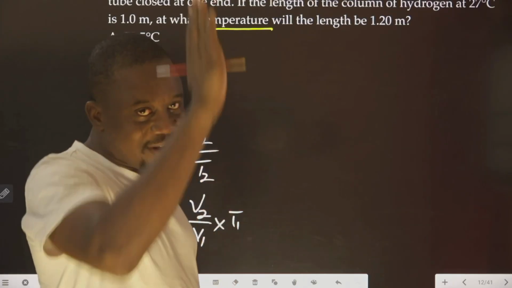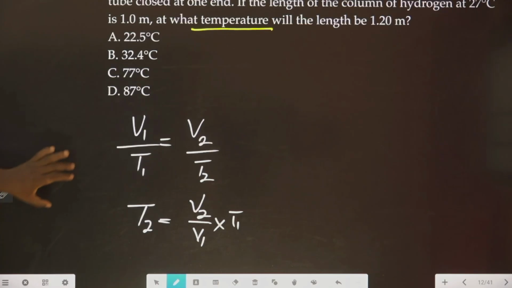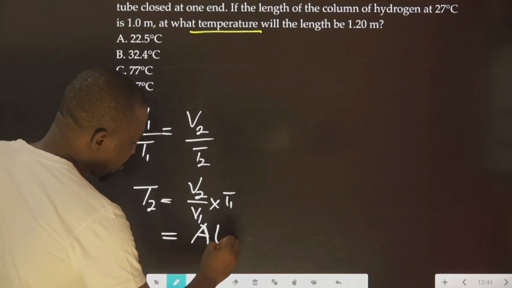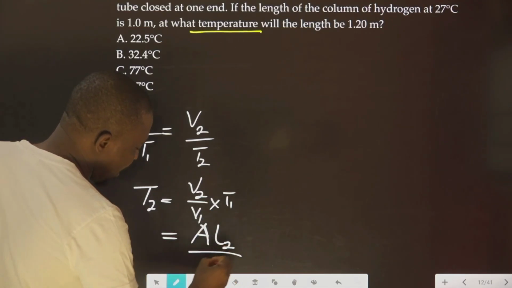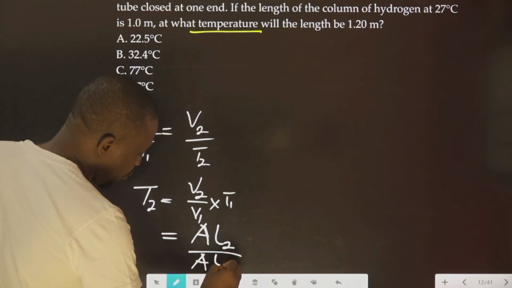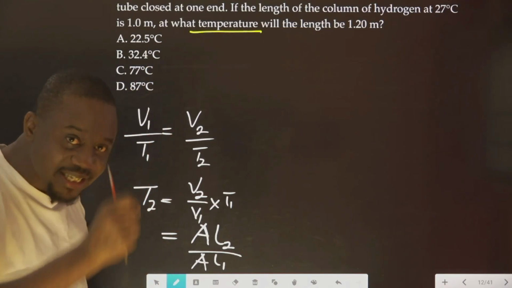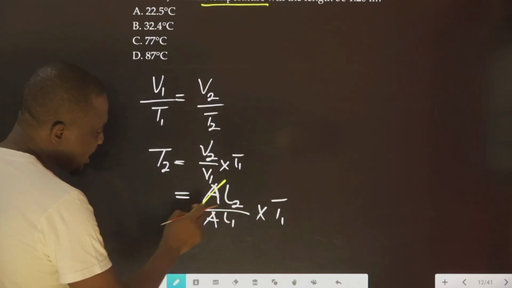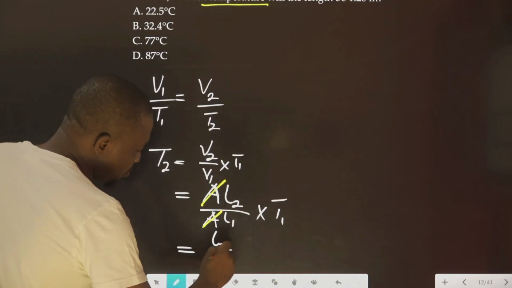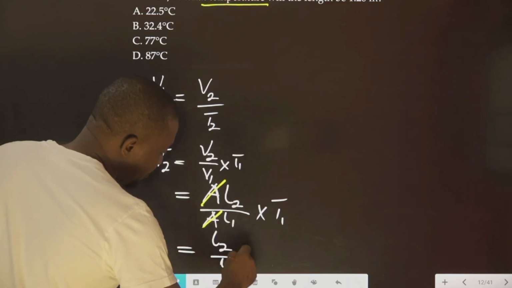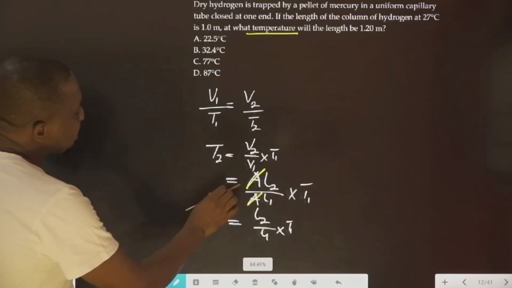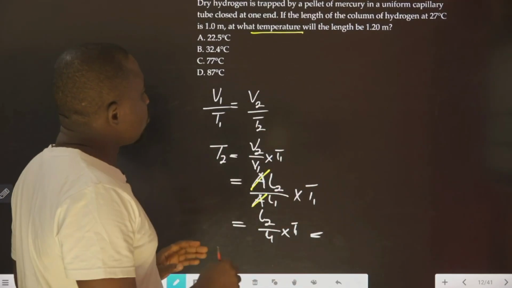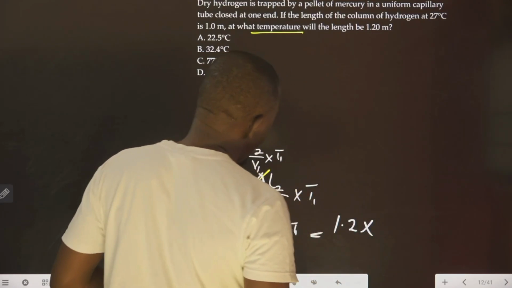Okay? Area, height. So that height, you are going to replace it by L. So that is to say, here is area multiplied by L2, because that's what we are looking for, over area multiplied by L1. The area remains the same, the area of the tube, multiplied by T1. So this and this will cancel. You agree with me, it's L2 over L1 multiplied by T1. Now let me work it here. What is L2? The second one is 1.20. That is 1.2. What is T1?